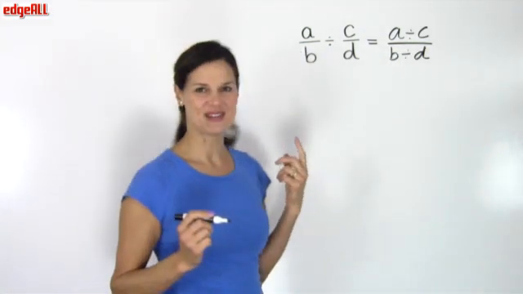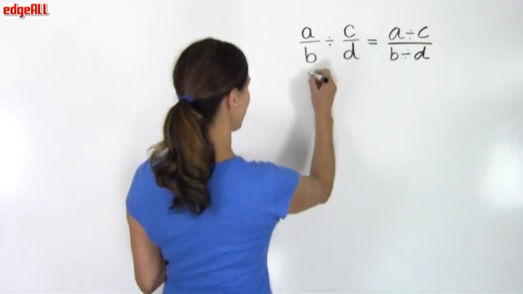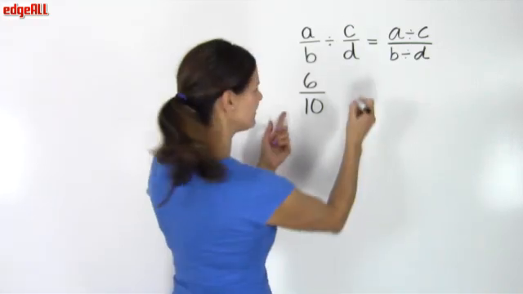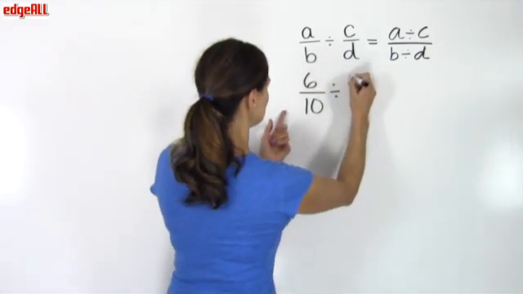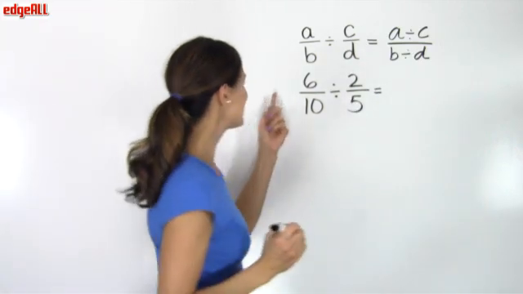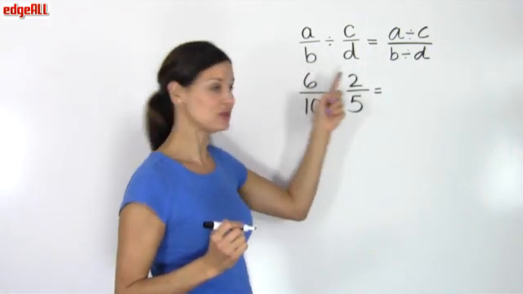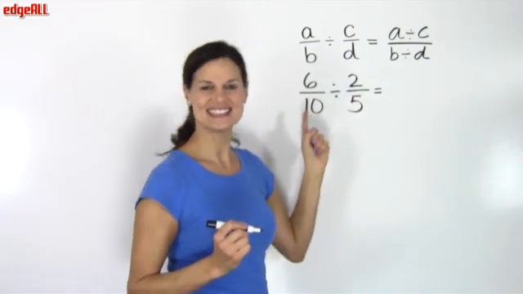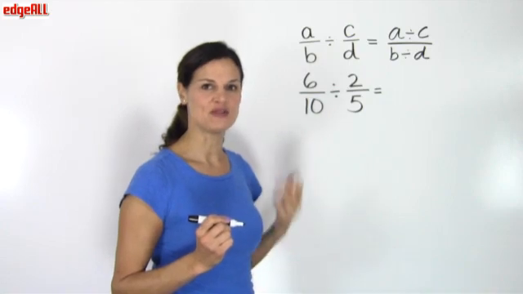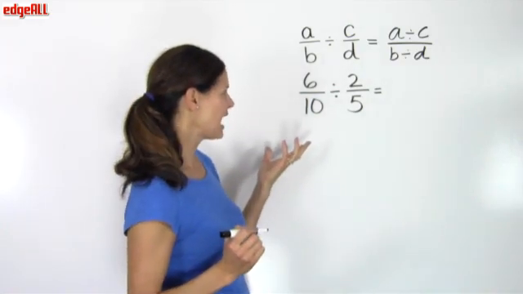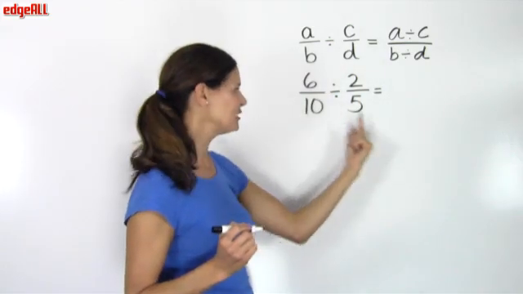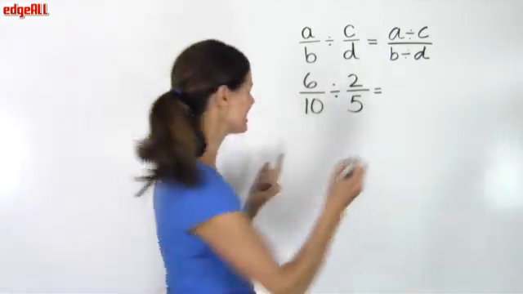So let's look at this with some real numbers. If we had two fractions, 6/10 divided by 2/5, we can see that 6 is divisible by 2 and 10 is divisible by 5. So we can use this method for this particular problem. And we can simply divide across numerator by numerator, denominator by denominator, and find our answer.